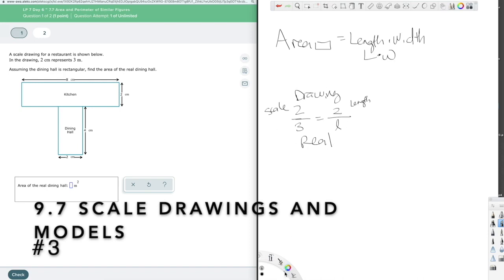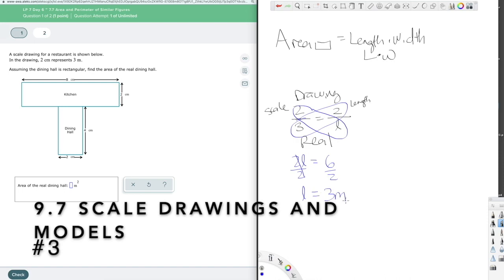And then we're going to do cross multiplication because we have a fraction equaling a fraction, which is a proportion. So 2 times L is 2L equals 3 times 2, which is 6. Then I'm going to divide by 2 on both sides because I want to get L all by itself. 2 divided by 2 cancels. So the length of the real dining hall is 3, not centimeters. We just converted that to meters.